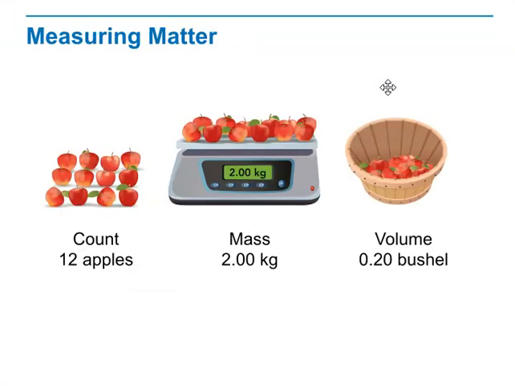So let's talk about measuring matter with a focus on apples. We can measure our apples in different ways. We can count the number of apples. Right here I have 4 groups of 3, so I have 12 apples. We can give a name to that count. 12 apples is equal to 1 dozen apples. I can take my 1 dozen apples and weigh them and find that the mass of these apples is 2 kilograms. And I can figure out how much space my dozen apples takes up, which would be about 0.20 bushels.